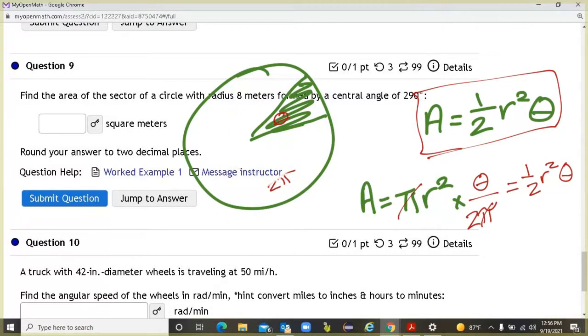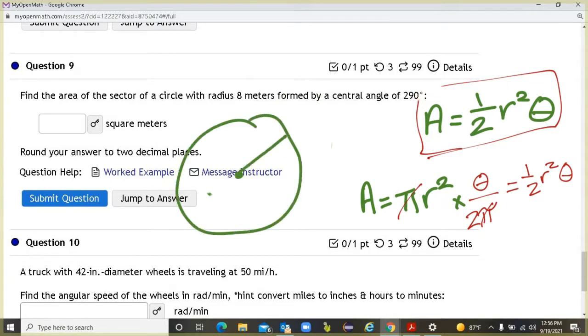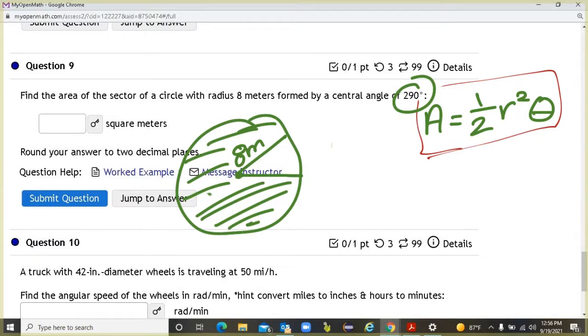All right, so in my picture here, we've got a circle with a radius of 8 meters. I want a central angle of 290 degrees, which is 70 shy of the whole circle. I mean, that's almost the whole circle. So they want the area of all of this. Notice, though, this is in degrees. The formulas are always in radians, so we're going to have to convert that over.